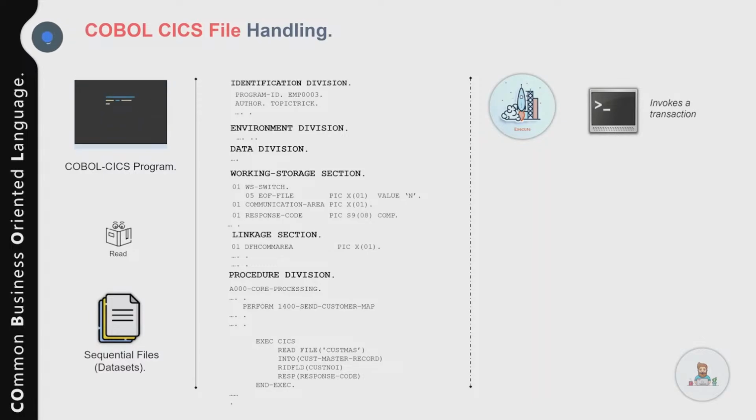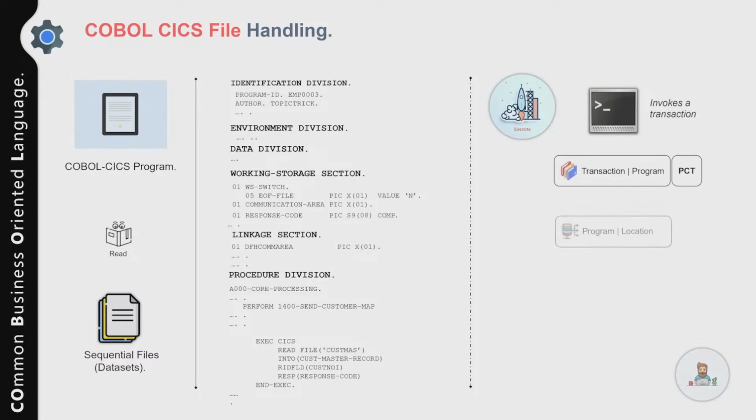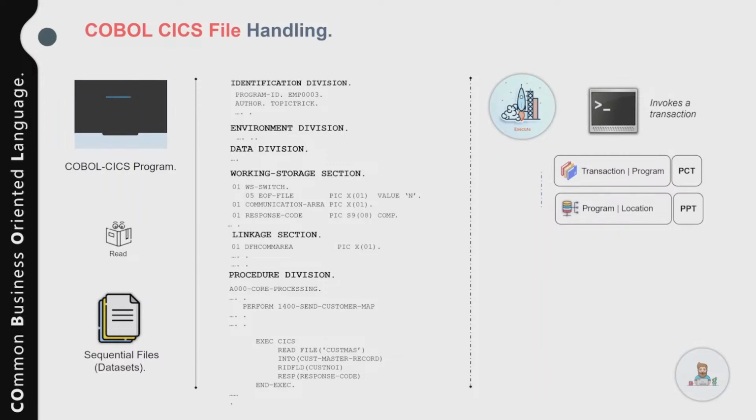Now, if you want to run your COBOL Kicks program, then you cannot do it directly with the help of a JCL. Because under the Kicks environment, a user cannot directly invoke a program. Instead, the user invokes a transaction, which in turn specifies the application program to be executed. When a user invokes a transaction, Kicks locates the application program associated with that particular transaction.